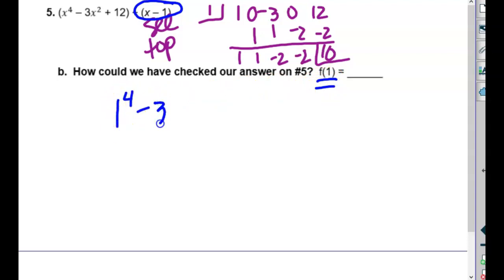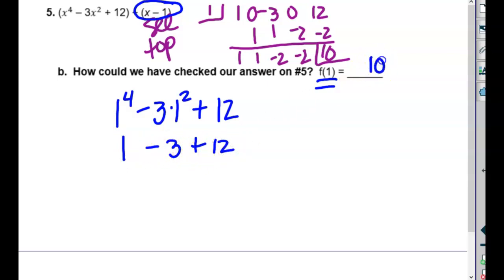1 to the 4th minus 3 times 1 squared plus 12. I don't even think we need a calculator. This would be 1 minus 3 plus 12, which would be negative 2 plus 12 is 10. So they're just showing that that is a way to check. Does the remainder equal what you get when you put the value in the function? We'll put the 0 in. All right, that's what the remainder theorem is all about.